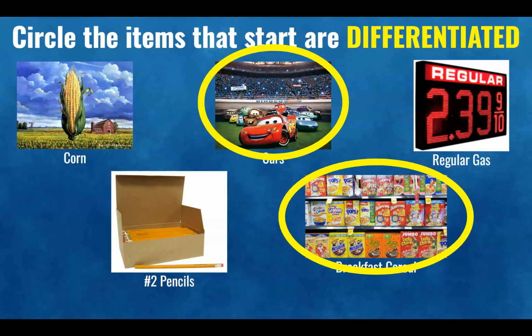Number 2 pencils are basically all the same. Again, there is some differentiation within the number 2 pencil market in reality. The Ticonderoga pencil is clearly the superior pencil, as just about everybody in education knows. But outside of that, when it comes to a number 2 pencil, if it's yellow, has an eraser, and you can sharpen it, a pencil is a pencil. And breakfast cereal, clearly differentiated. There's different shapes and colors and flavors and all these different things. So we would say that breakfast cereal is a differentiated product.